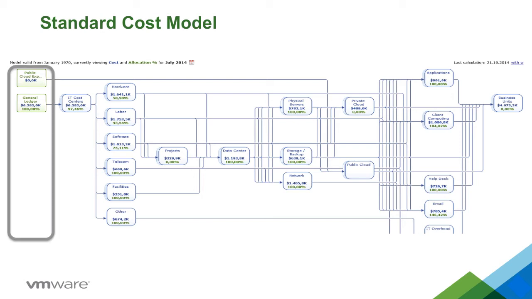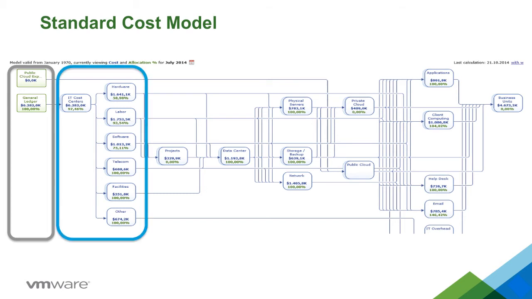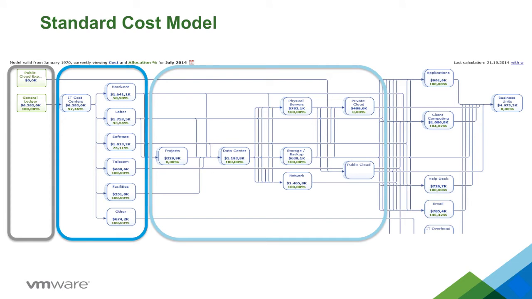In the first level at the very left, we see the general ledger, which is the source of our cost information. In the next 2 levels, we see the cost accounts, such as hardware, labor, and facilities. The next 4 levels contain the technical services, such as physical servers, storage, and network. The level second to right contains business services, such as applications, client computing, and email. Finally, at the very right, we see the organization's business units.